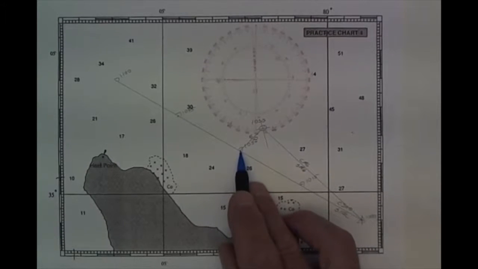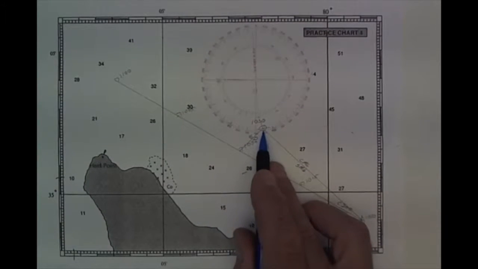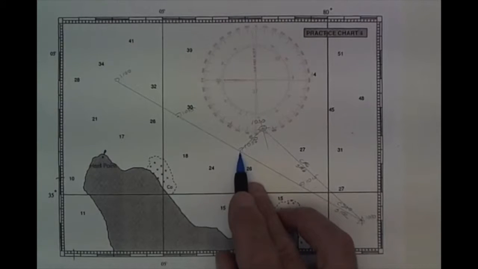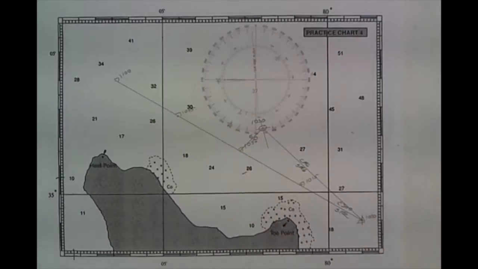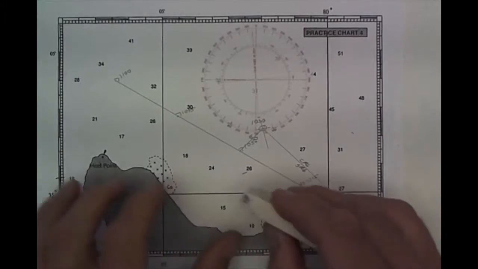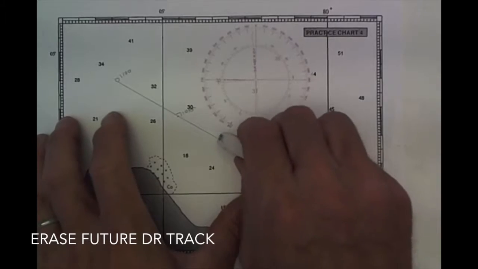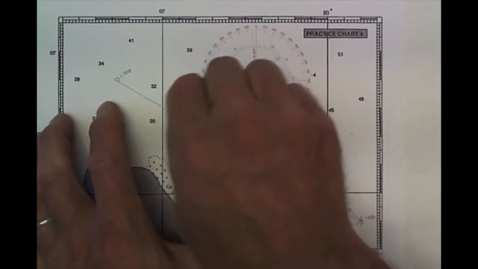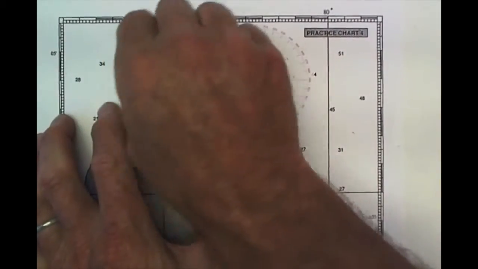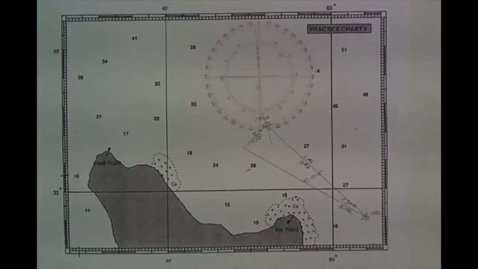We had hoped to be here. We found out we were here, so we never actually got to this 1030 DR. We'll never get to the 1045 or the 11. So the first thing we'll do is erase the DR beyond 1030. So we'll erase this DR, and now we're going to lay down our desired course.